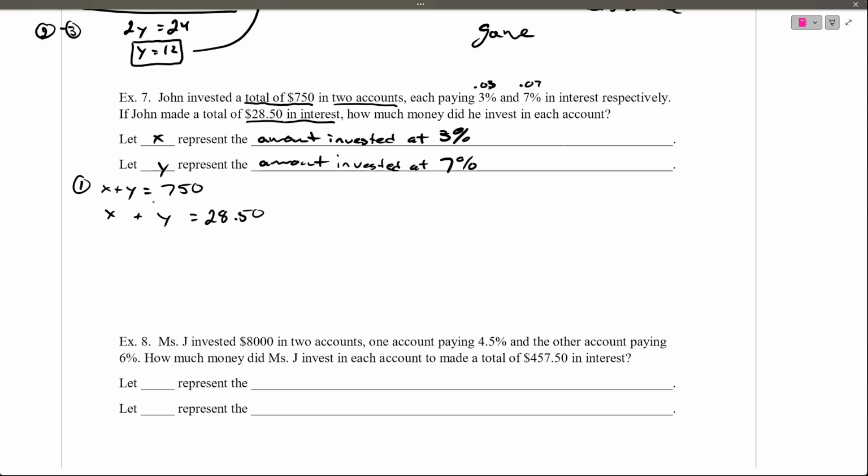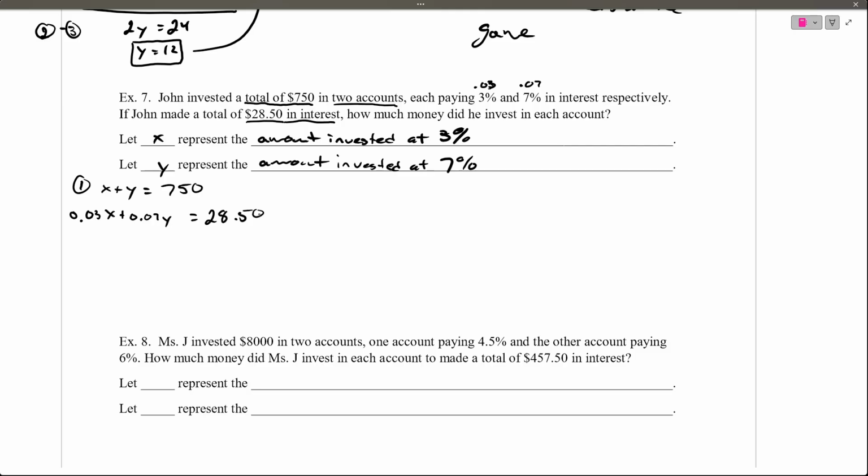So we're going to say, well, the first one was at 0.03. And the second was 0.07. Sorry, I guess that's a little small there. Let me write that a little bit bigger. So plus 0.07y. So 3% times the amount invested at X plus 7% times the amount invested at Y is exactly $28.50 of earned interest. So we do the same thing we've always done.